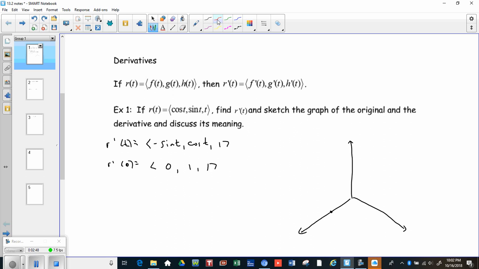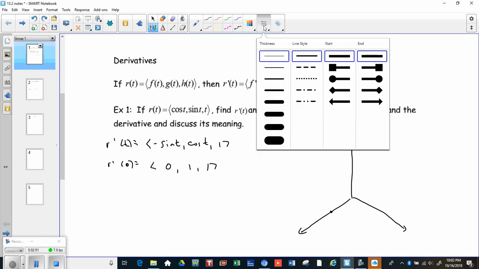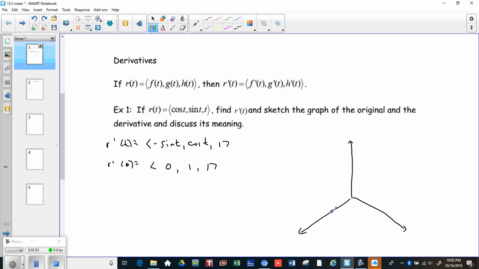So let me go ahead and pick a different color for that. Let's make our helix red. And it looks like it's going to do something like this, and so on. All right, so we have our directions. Actually, I'm not going to put the arrows on here, for a reason, because when we go to sketch the derivative, I want to make sure that we can see what's going on with that.